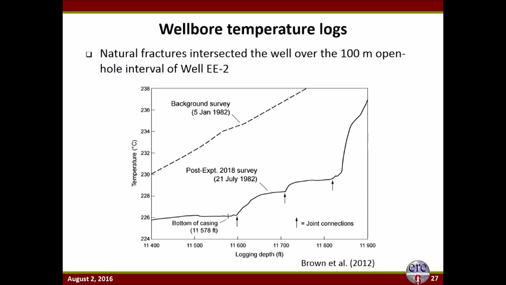And finally, we had access to wellbore temperature logs, and these are important just because they indicated that flow was occurring at several discrete intervals over the open hole section of the well. We use that to justify our discrete fracture modeling approach.